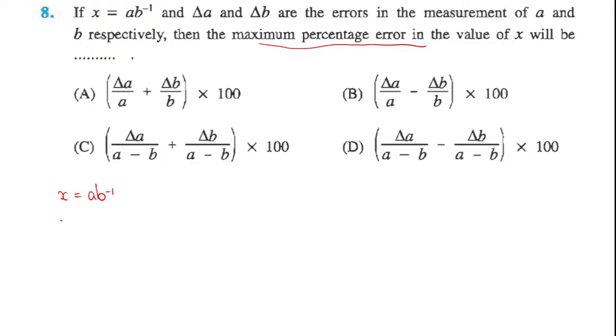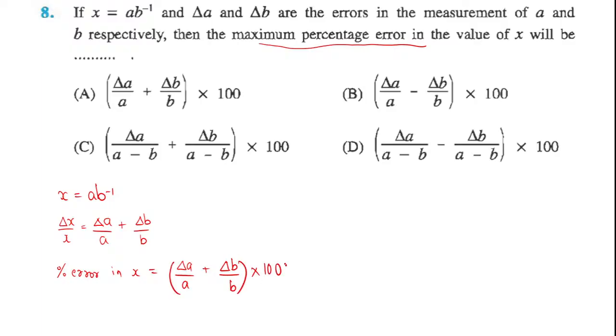So x is equals to AB inverse. Now I can write down delta x by x is equals to, if I'm going for maximum error, it will be delta A by A plus delta B by B. Now as my task is to go for percentage error, I'll just take percentage error in x. That will be delta A by A plus delta B by B, put them into the bracket and multiply by 100%. Tin, tin, tin, that's your answer.